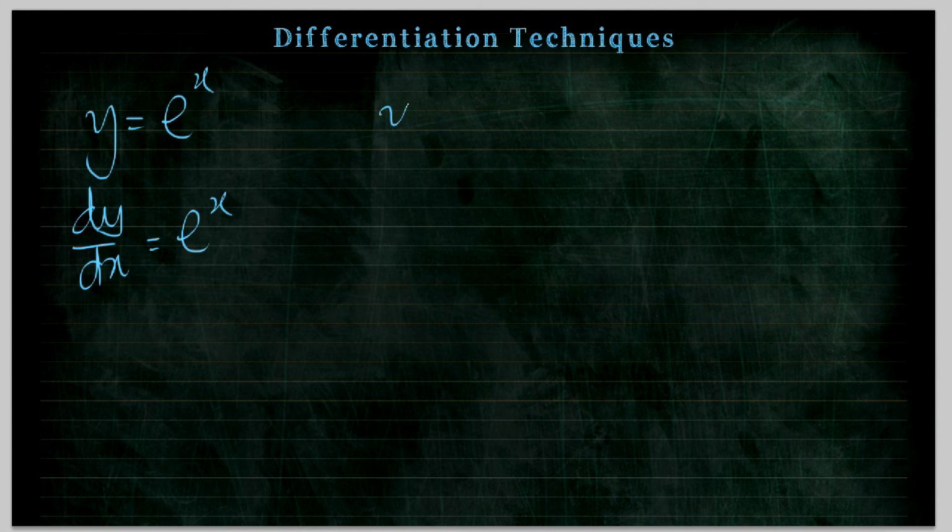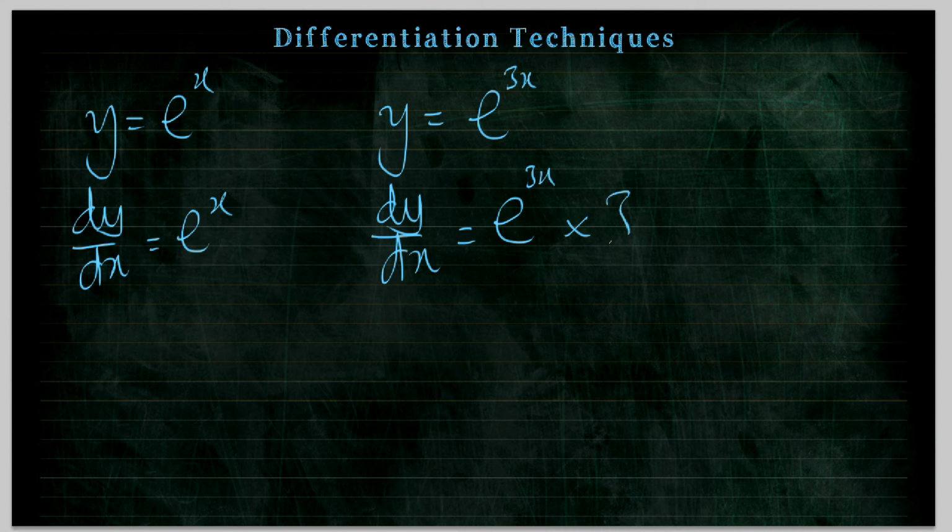So for example, if y is equal to e to the 3x, then dy by dx will be e to the 3x multiplied by 3, which you'll tidy up and write as 3e to the 3x. Okay, so as simple as that.